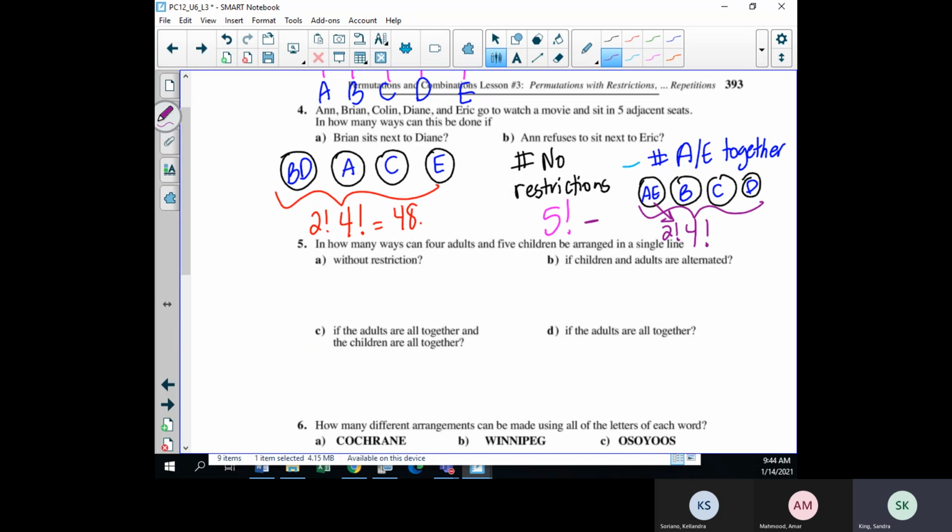For number 5, arranging adults and children in a line, you could do your 9 different stages, because you might need to figure out, but for this one, without restrictions, you shouldn't need to. There are 4 adults plus 5 kids, 9 people total. 9 factorial is how you would do 4 adults and 5 kids with no restrictions. 9 factorial.